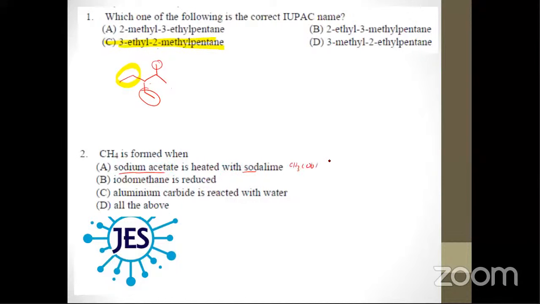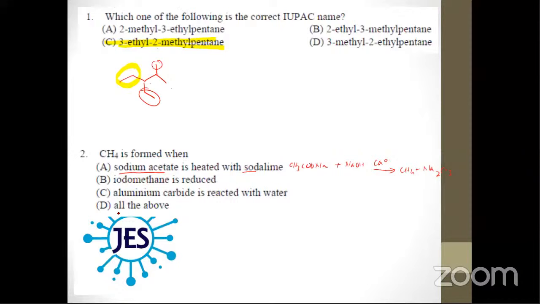CH3COONa plus NaOH, with calcium oxide. What happens? Na2CO3 is formed and you get methane. Methane plus Na2CO3. Now, this is one correct reaction.